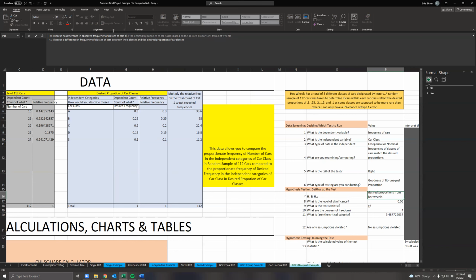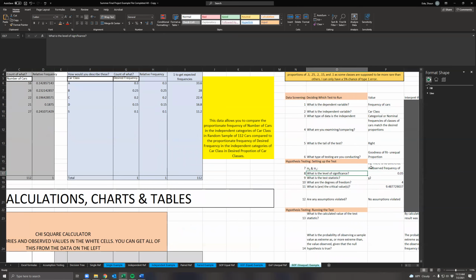And then it makes it really easy. You can literally just copy and paste this. Control C, Control V. There is a difference in the observed frequencies of classes of cars and the desired frequencies of car classes based on the desired proportion of Hot Wheels, which is kind of funny. This really isn't telling us a whole lot of information. It's just saying there is no difference or there is a difference. And so that's why a little bit later we're going to go into interpreting the difference and how we can go from there.